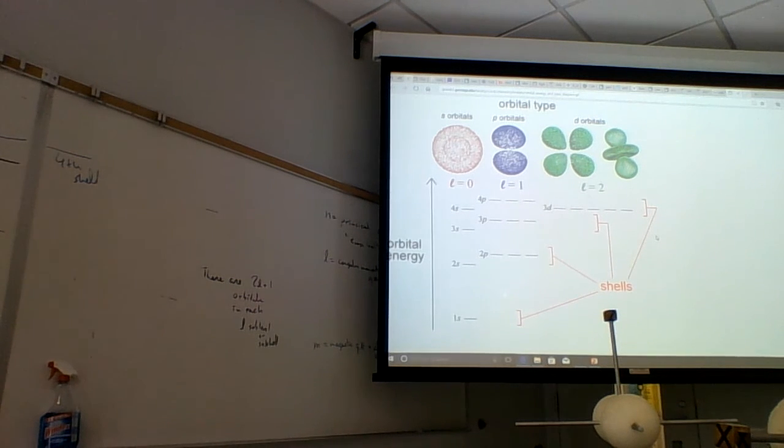So this is a pretty good diagram. So what you need to do is you need to be able to draw a diagram like this out on a piece of paper.